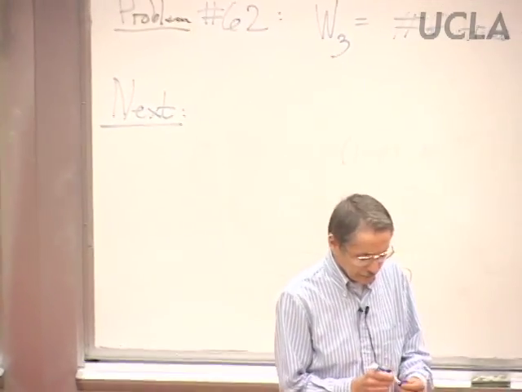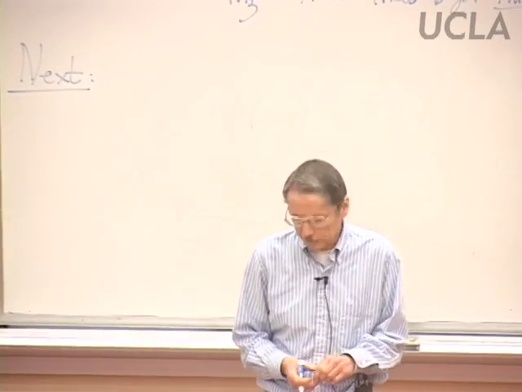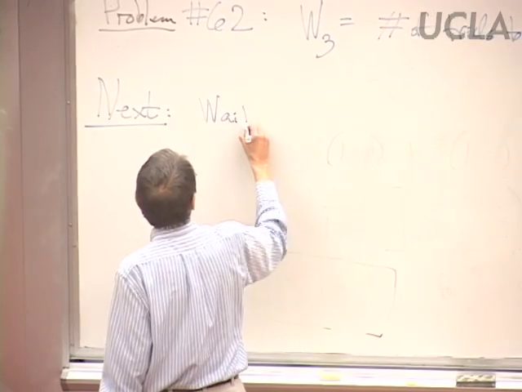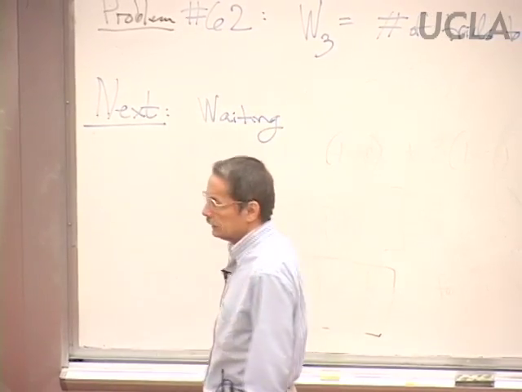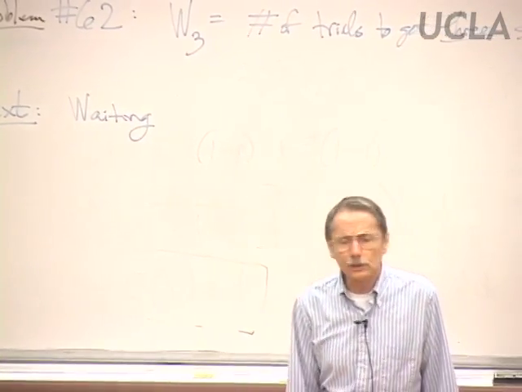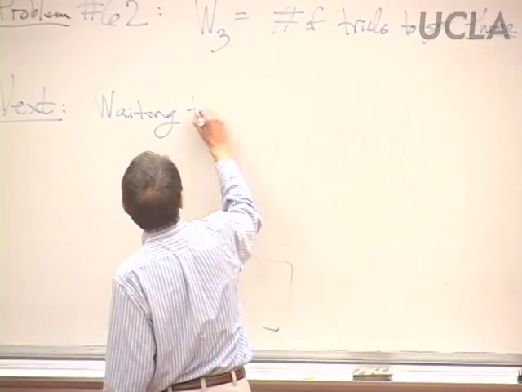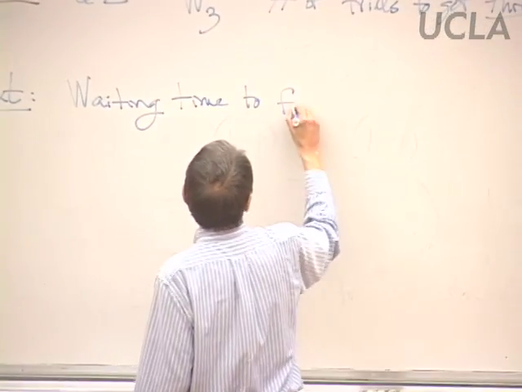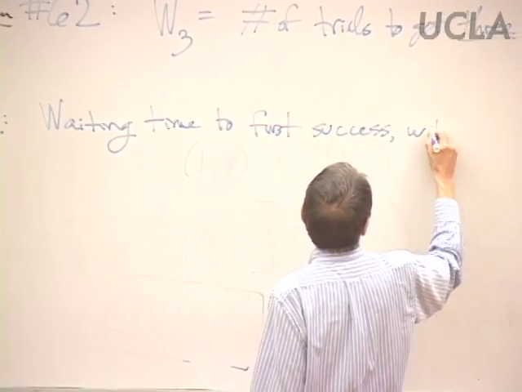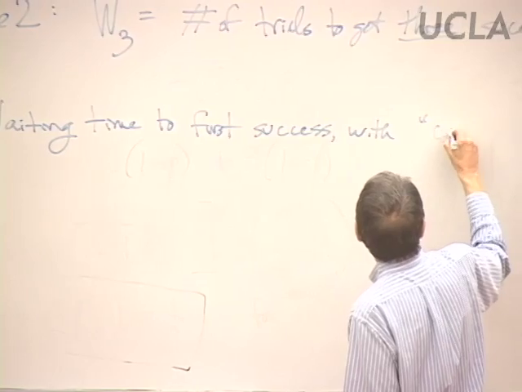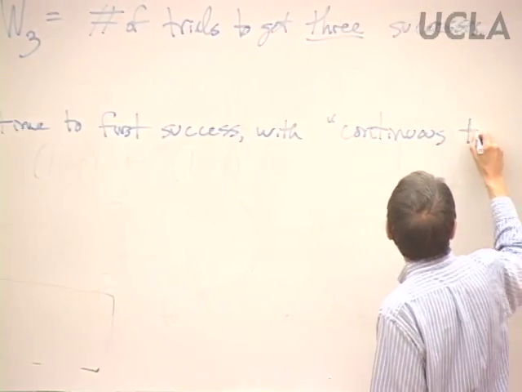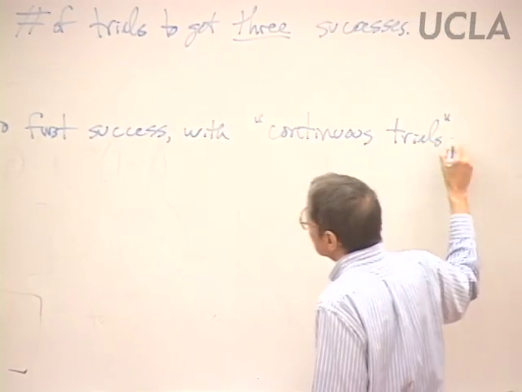Back to calculating the waiting time for the first success, but where we don't exactly have Bernoulli trials, rather it's more an ongoing thing. The first success. I'm going to use this phrase, continuous trials. That is, they're going on all the time.